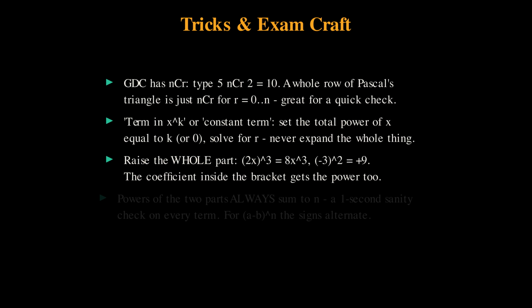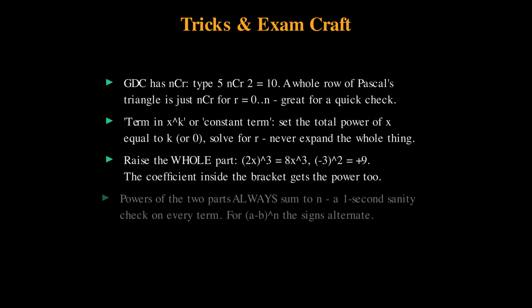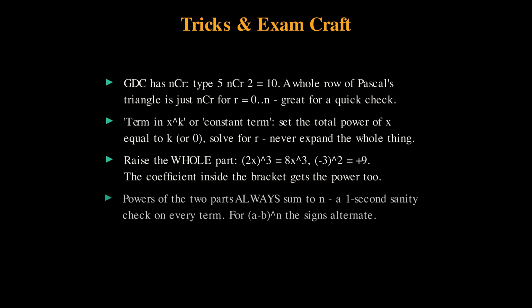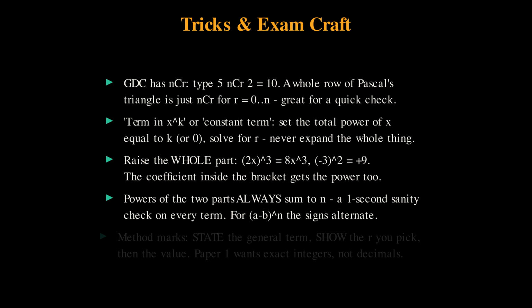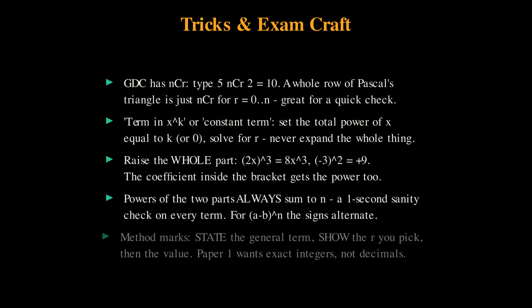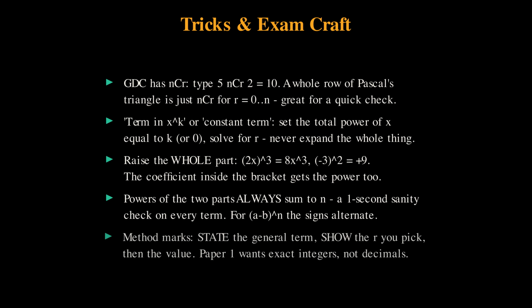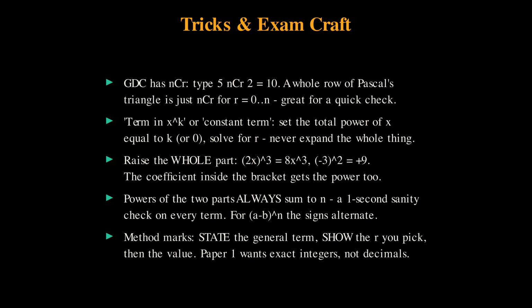Fourth, the powers of the two parts always add to n. A one-second sanity check, and when the bracket is a minus b, the signs alternate. And fifth, earn the method marks. State the general term. Show which r you choose, then compute. And on paper 1, leave exact integers, never rounded decimals.